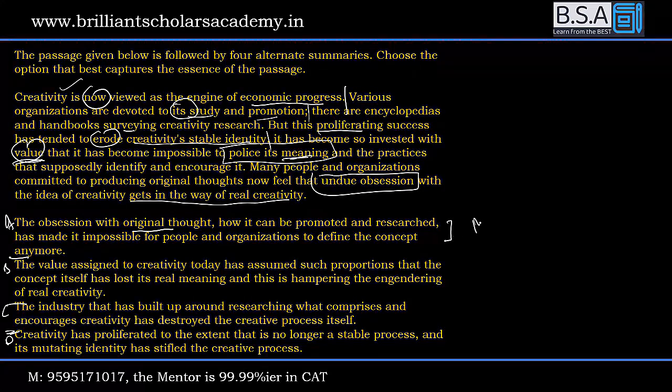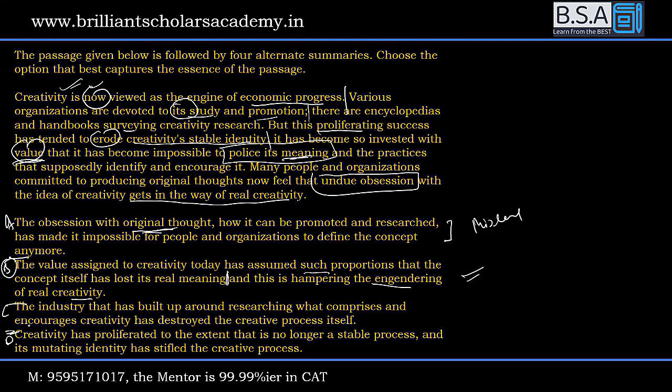So A is misleading a little. Otherwise original thought is creativity, there is no doubt about that. The value assigned to creativity today has assumed such proportions that the concept itself has lost real meaning. Everything is right up to here, let's see ahead. And this is hampering the engendering of real creativity. Yes, that is what the last sentence says, that it is getting in the way of real creativity. So B talks about everything. We'll keep B as an option.